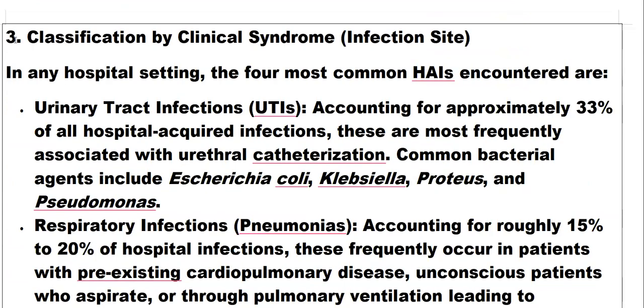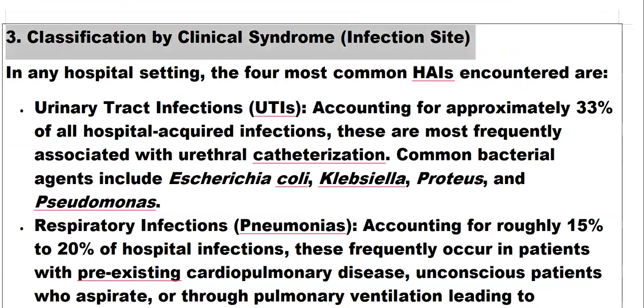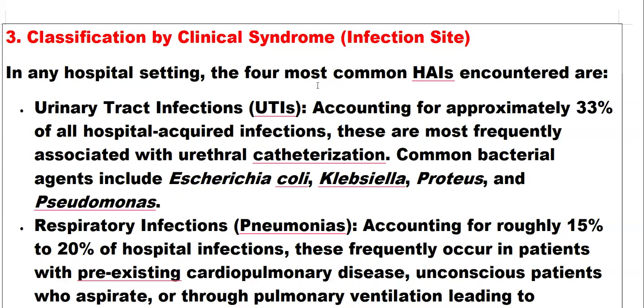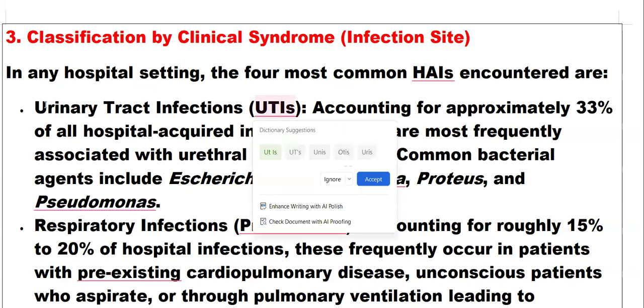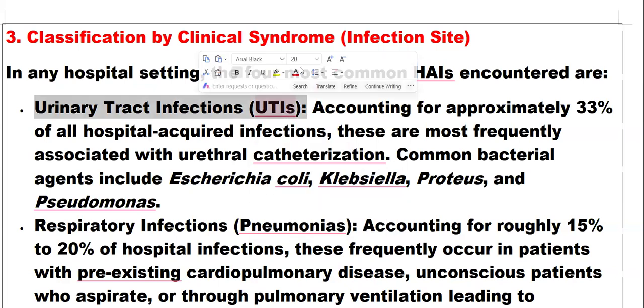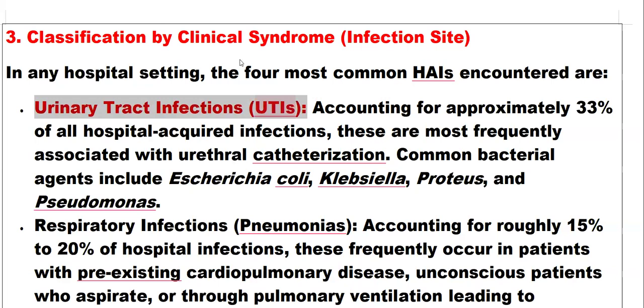Classification by clinical syndrome, or infection site. In any hospital setting, the four most common HAIs are encountered. The first is urinary tract infection, UTIs, accounting for approximately 33% of all hospital-acquired infections. These are most frequently associated with urethral catheterization. Common bacterial agents include Escherichia coli, Klebsiella, Proteus, and Pseudomonas.